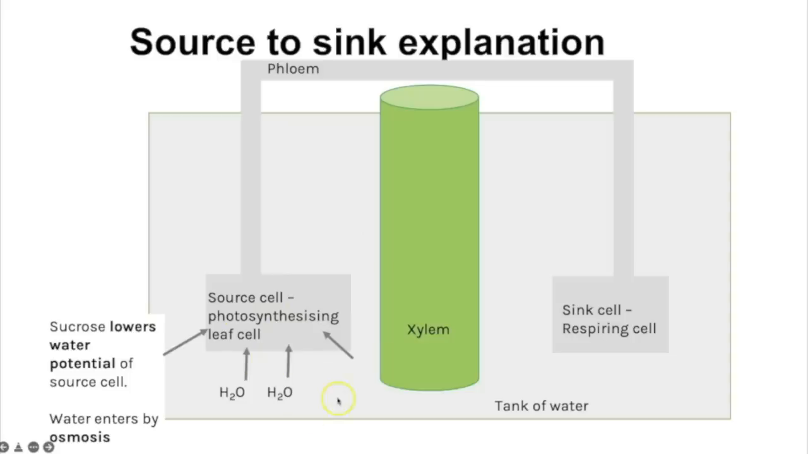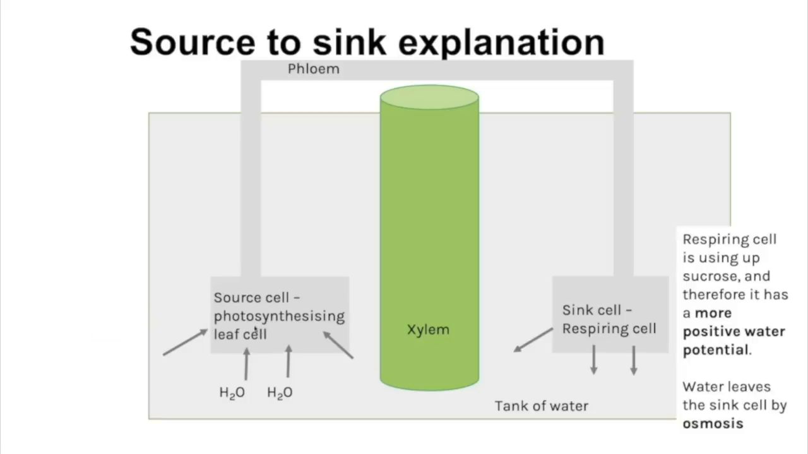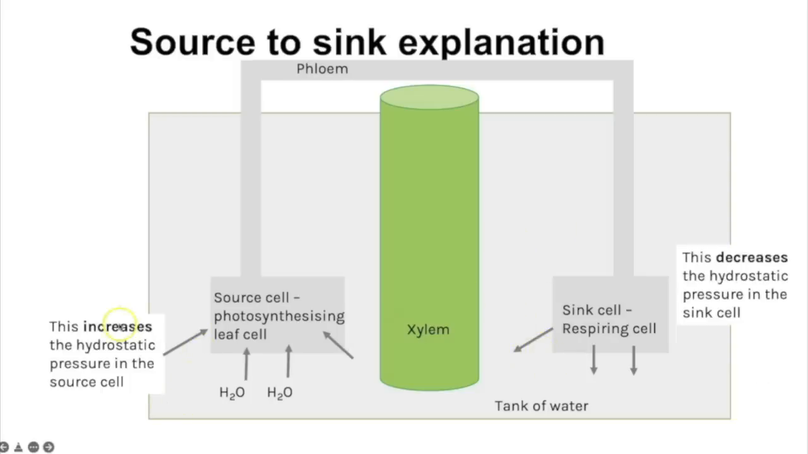And therefore, any surrounding water in the plant or from the xylem is going to be entering those cells by osmosis. At the other end, where we have our respiring sink cells, because they'll be using up those sugars in respiration, there will be a more positive water potential inside of the cell compared to outside. And therefore, water is going to leave the respiring cells by osmosis to other cells in the plant or even the xylem. So the effect that has is there'll be an increase in the hydrostatic pressure in the source cell, but a decrease in the sink cell.